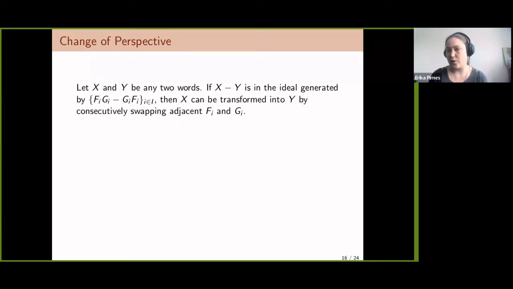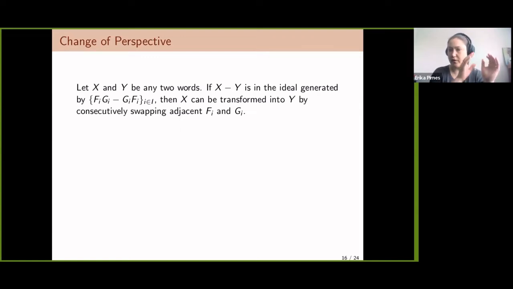So what does it say? If I take any two words, if their difference, x minus y, is in the ideal generated by some set of these generators, I guess I should have said these FIs and GRs are balanced here, then x can be transformed into y by consecutively swapping adjacent FIs and GIs. So it's similar to what we saw in the example.